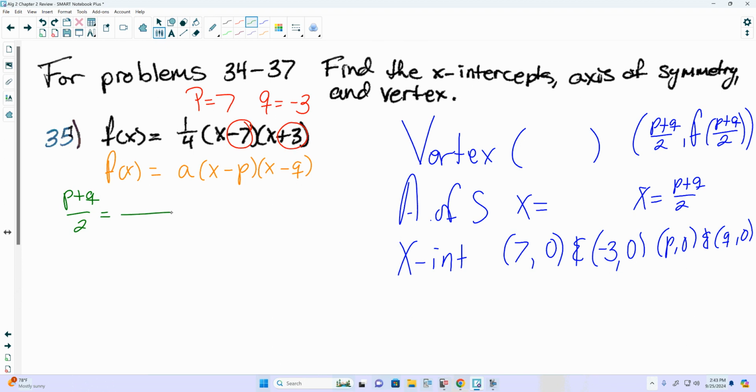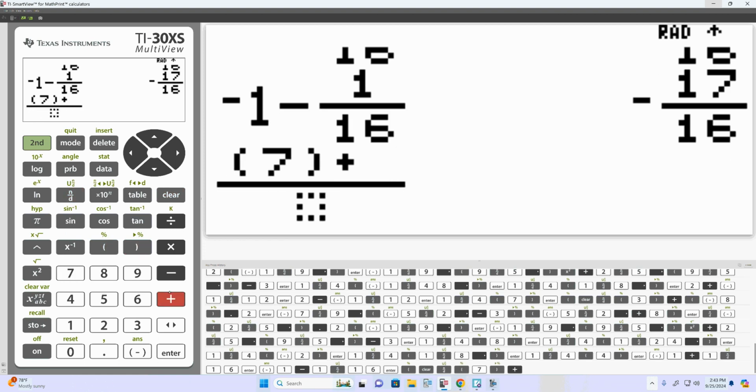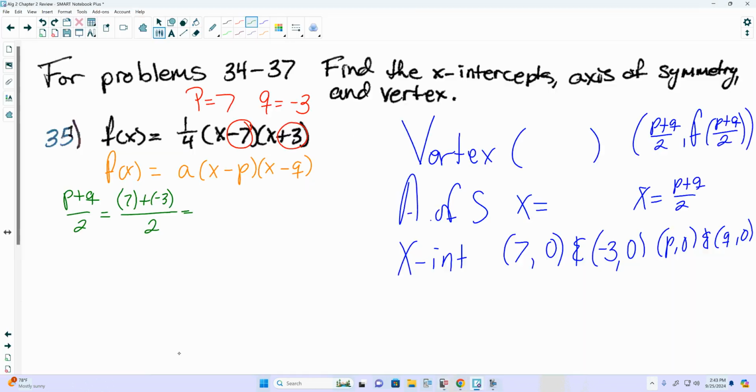P plus q over 2. Well, p is 7 plus -3 over 2. We're adding the p and q values together and dividing by 2. Seven plus -3 over 2 is 2. And we'll plug 2 back into our p plus q over 2. Gives us the x value of the vertex and what our axis of symmetry is equal to. Questions on this so far?